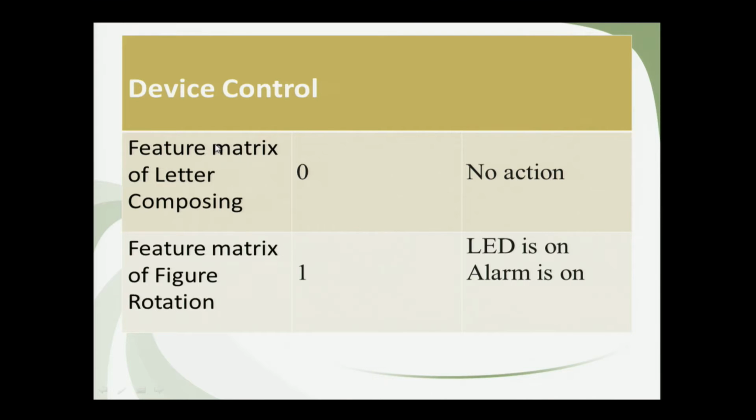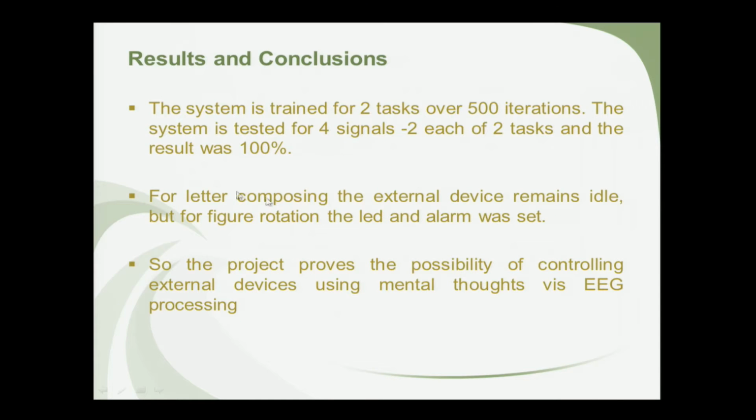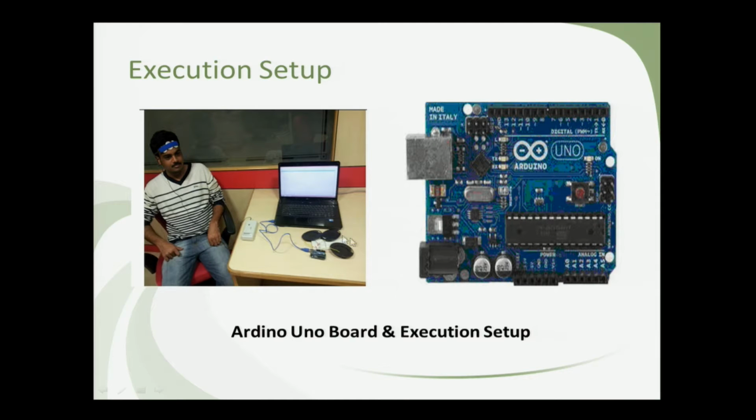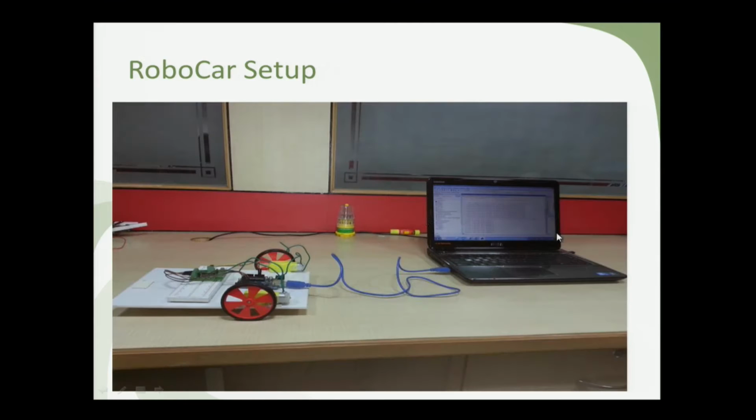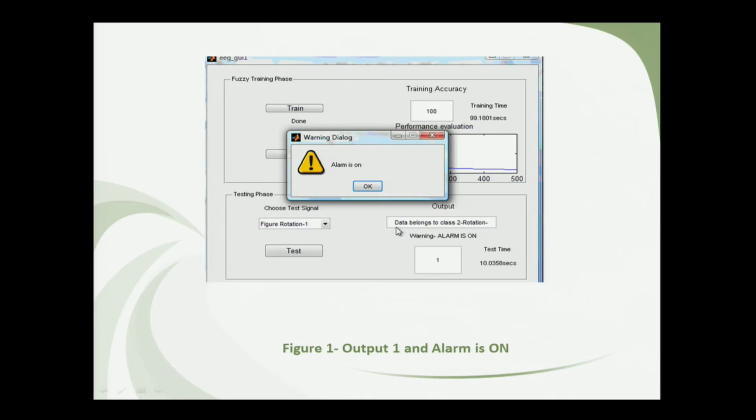Right. So, for the letter composing, to control the device, if it is 0, no action; if it is 1, we used an LED to turn on. So, this is the setup. This is the setup in the neural network training as well as testing.